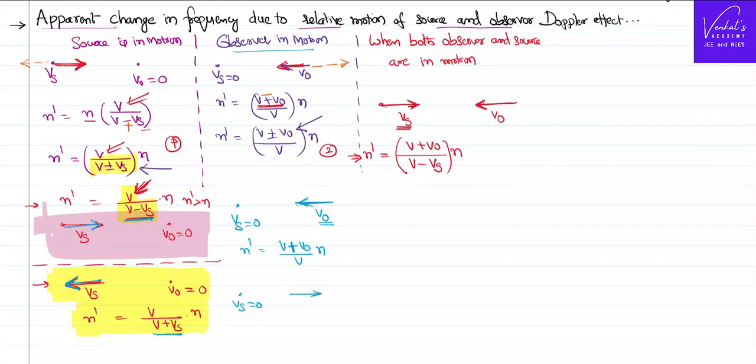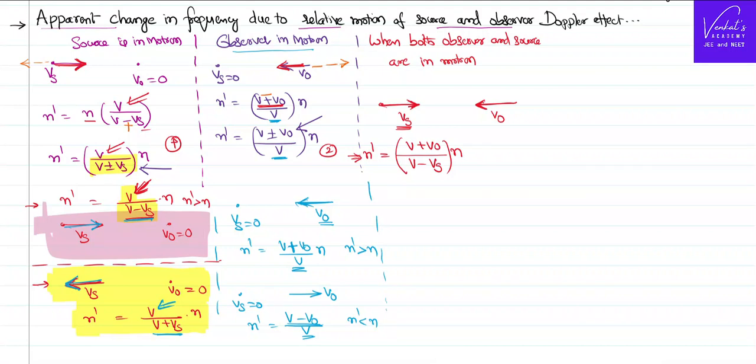Similarly, whenever the observer is going away, here N dash will be less than N. For that to happen, the numerator has to be less than the denominator. When the observer is in motion, the denominator is fixed as V, the velocity of sound. So the numerator has to be less, and V minus VO comes into the picture. If you notice these basic aspects, writing equations becomes very easy.